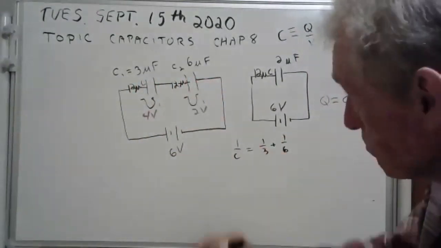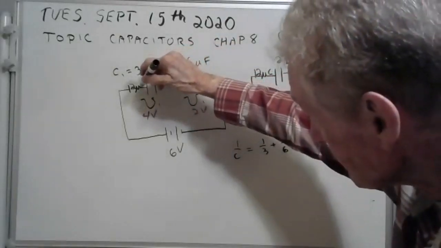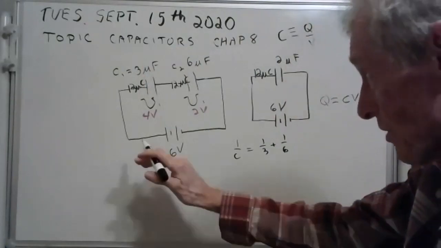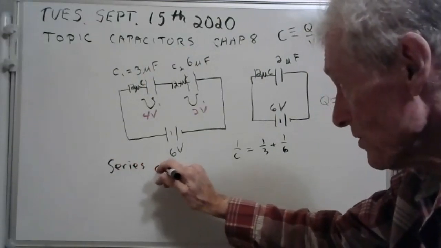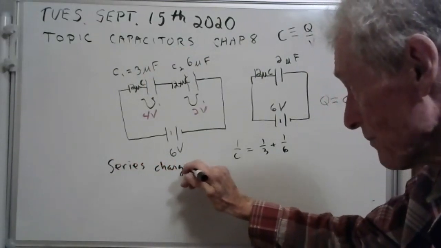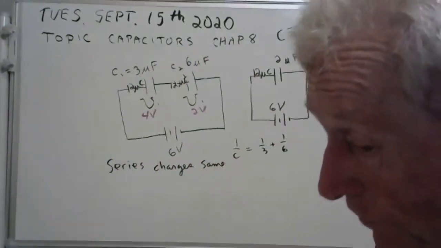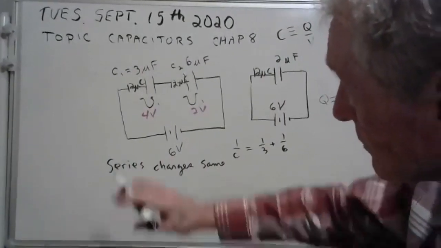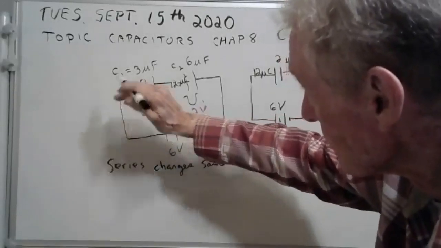And the thing about series is you're going to have 12 microcoulombs on both of these because in series, the charges are the same. You might want to write that down someplace. In series, the charges are the same. In parallel, it's the voltages that are the same. Can you read my writing? That says 12 microcoulombs.